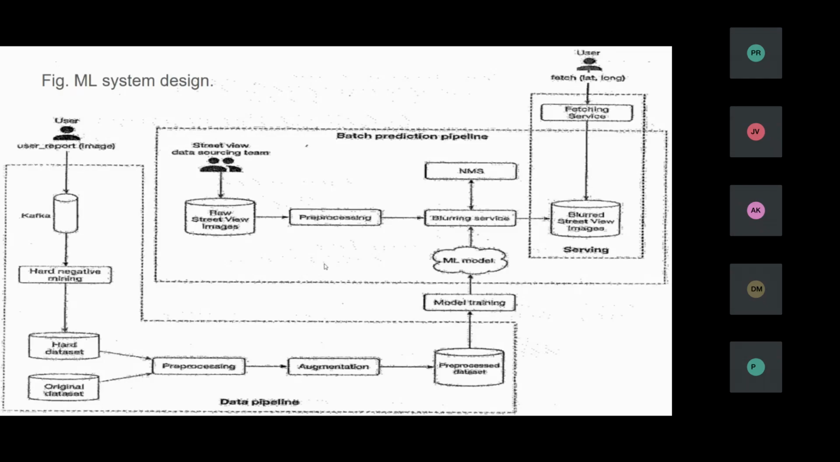The hard dataset is combined together with the original dataset, pre-processed and augmented for increasing the size of the training data, and stored in the pre-processed dataset. Using the pre-processed dataset for training the model, we train the ML model and give it to the learning services for better improvement.